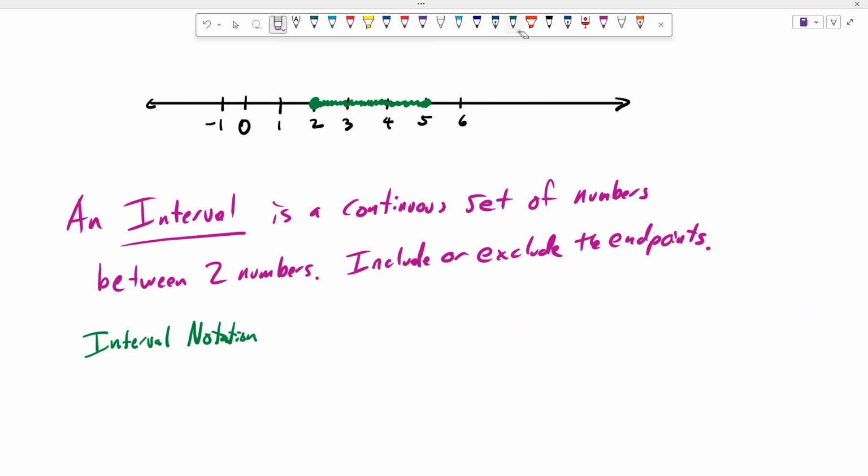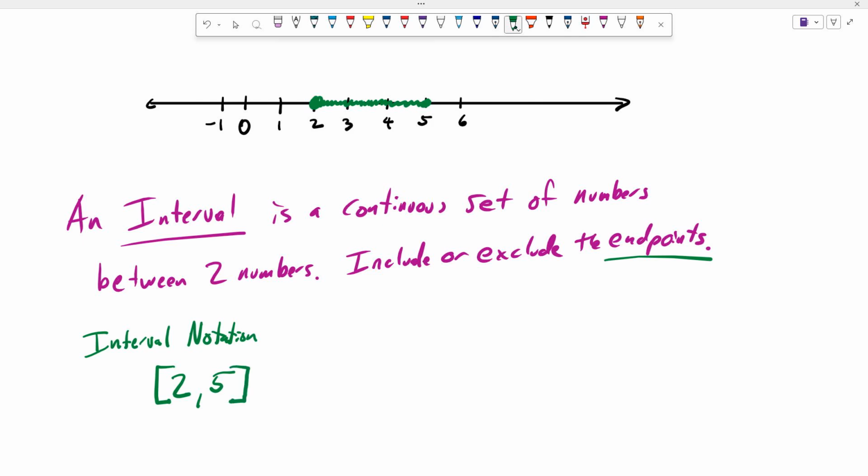Since they have endpoints, we only write down two numbers, the left endpoint and the right endpoint. So here, the left endpoint is 2, and the right endpoint is 5. And then we either include those numbers or exclude them. Here, I filled in the circle, so 2 is in that set. If it includes the endpoint, we put a square bracket. Both of these are included, so I put another square bracket.